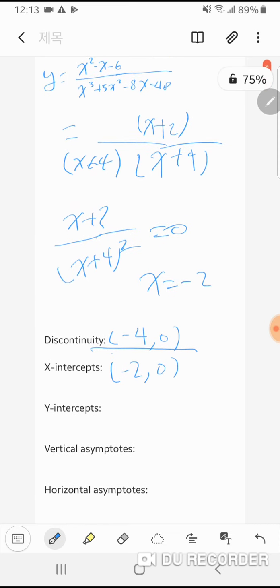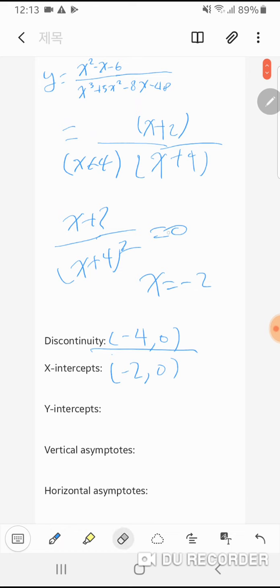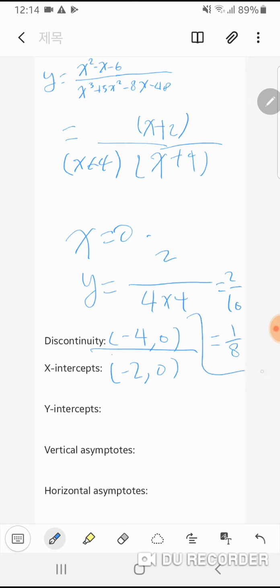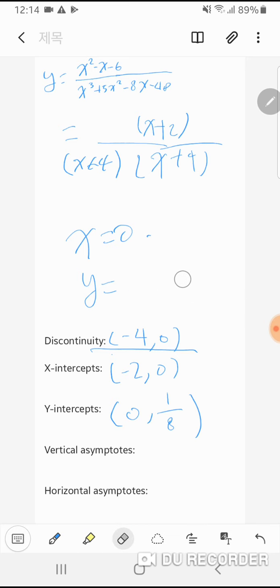And then when we get the y-intercept, we should think of it as x equals 0. So it would be y equals 2 over 4 times 4, which is 16. 2 over 16, which is 1 over 8. Okay, so this is 0, comma 1 over 8.